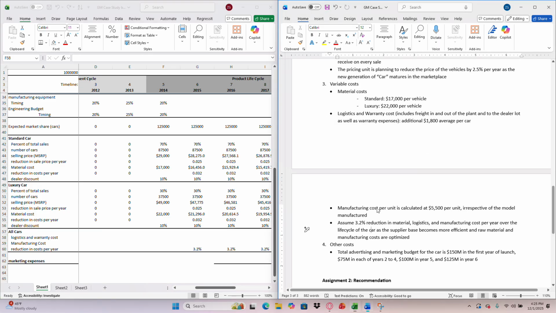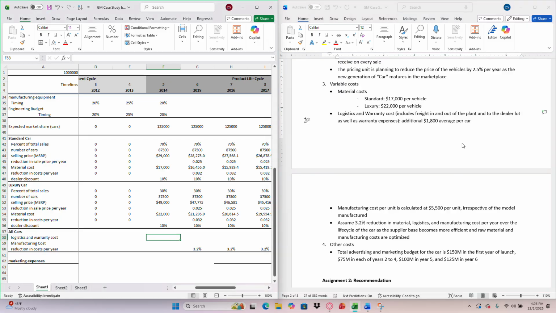We now want to find out what our manufacturing cost per unit is, what our logistics and warranty costs are, and we have that right here. Really simple. So we find out that it's $1,800 per car, obviously decreasing at 3.2%, and our manufacturing cost is $5,500. And we now want to decrease both of these numbers by our 3.2%.